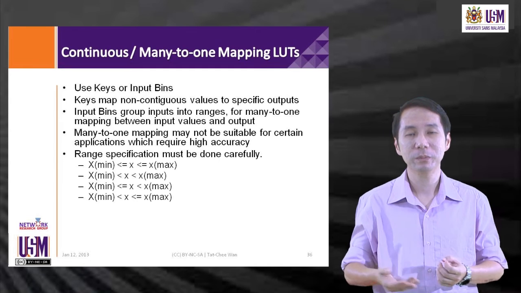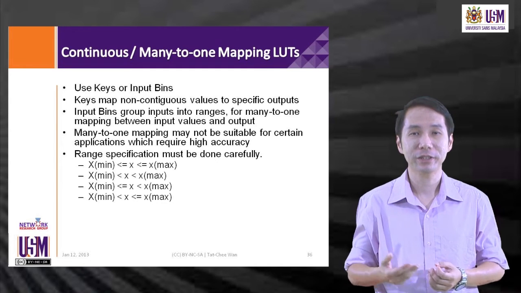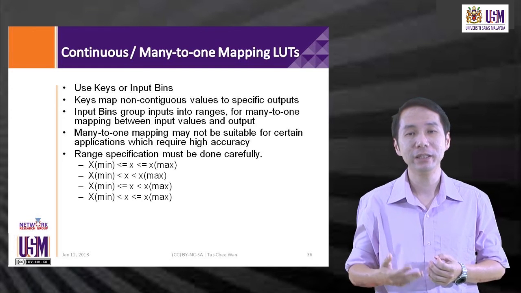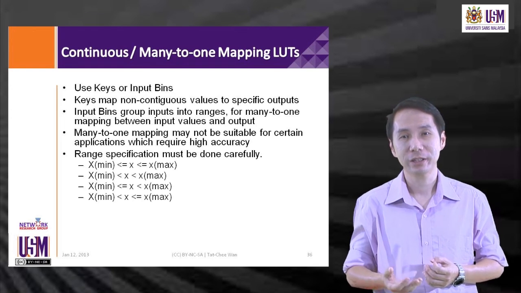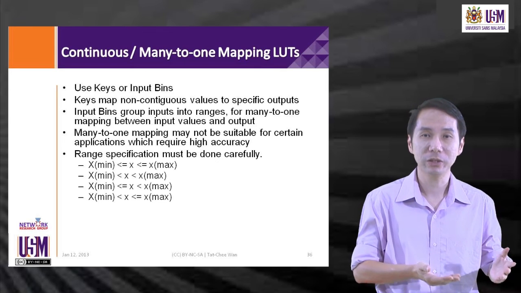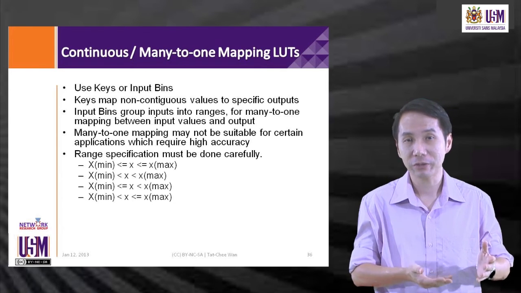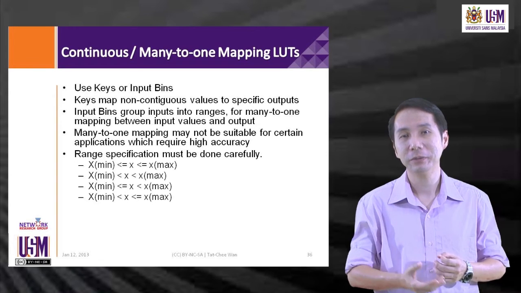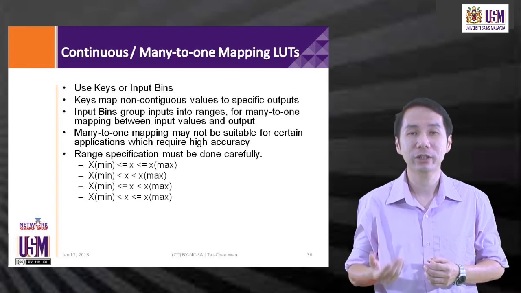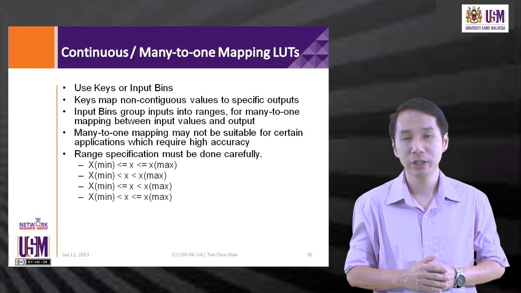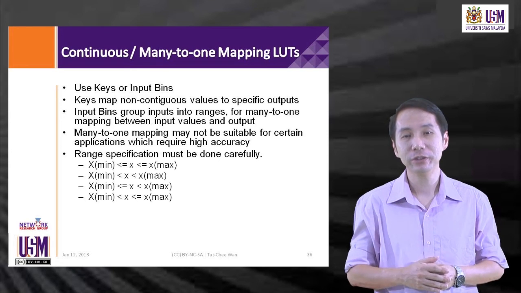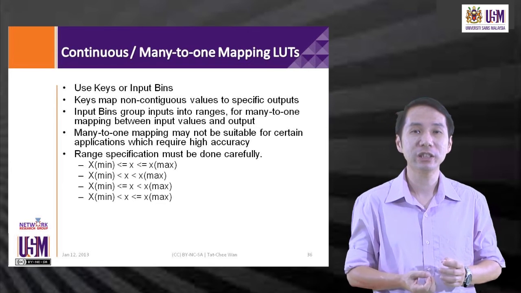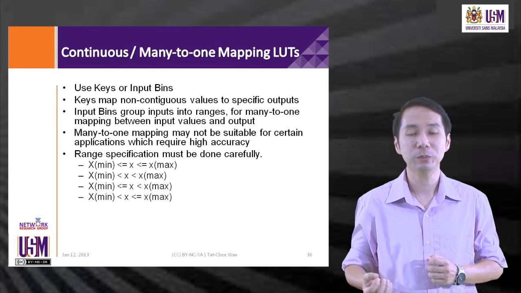Now, not many problems are so nicely defined, such as integer square roots. How do we deal with continuous or many-to-one mapping, such as the case where we have possible input values ranging from a minimum to a maximum value, and for that we will have a single output value that corresponds to this input range? To do this, we can use keys or input bins. A key maps a non-contiguous value to a specific output.